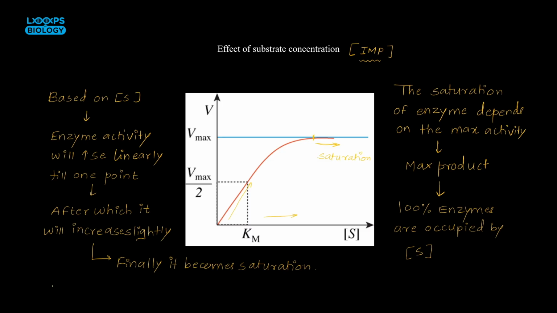Got my point? Next one is the Michaelis Menten constant. Now, what does this mean? Whenever I'm considering this constant, this is nothing but my substrate concentration. The Michaelis Menten constant is nothing but a substrate concentration. So for the first time, you should know that this constant is a substrate concentration.